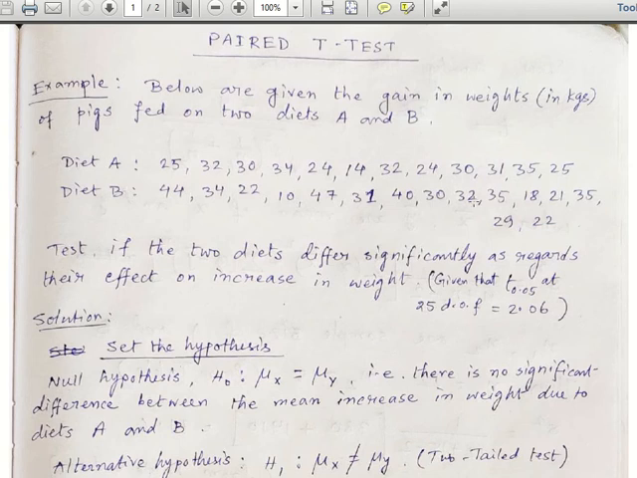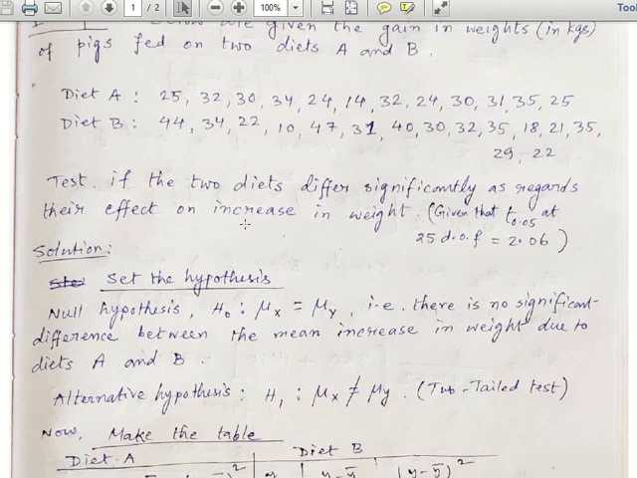Okay, so it is the overall gain of the weights. We are not talking about each and every individual weight. The overall gain of weight is either better, that is diet A is better than diet B, or equal to diet B, or unequal to diet B. That is, is there any significant difference between diet A and diet B, or are both the same? That is, if we apply diet A or someone applies diet B, there is the same gain of weights.